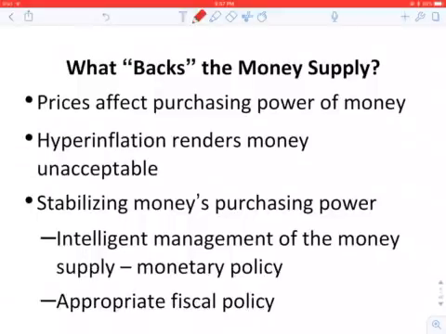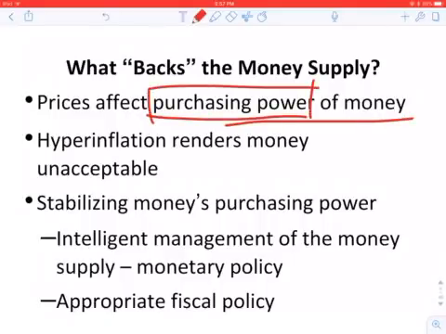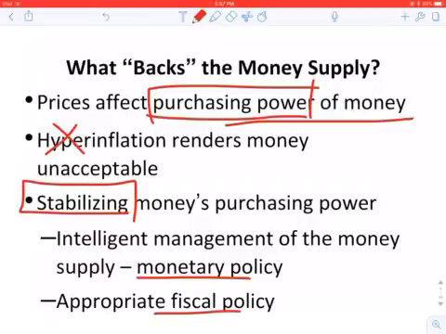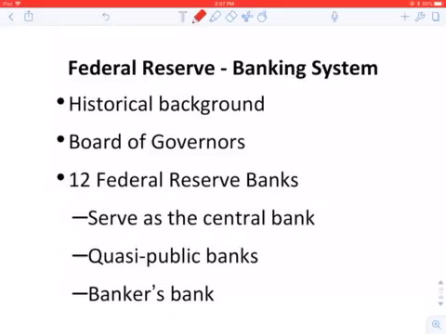So additionally, prices affect purchasing power. So we're primarily interested in the purchasing power of money. That's what really matters. We want to avoid hyperinflation. We've talked about that. So what can we do to stabilize money's purchasing power? Ultimately, we use good monetary and good fiscal policy. So we've studied fiscal policy quite a bit. We're going to be studying monetary policy now. That's what we're going to do, okay?